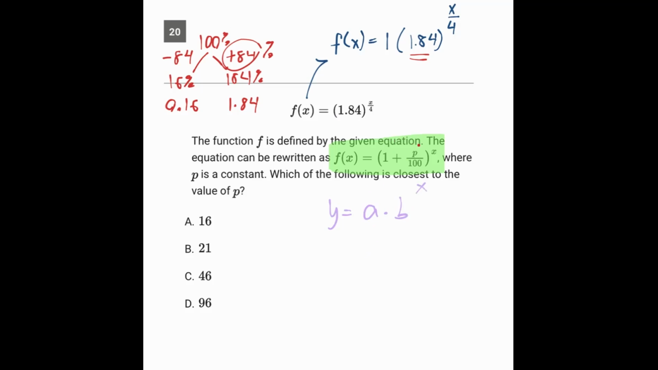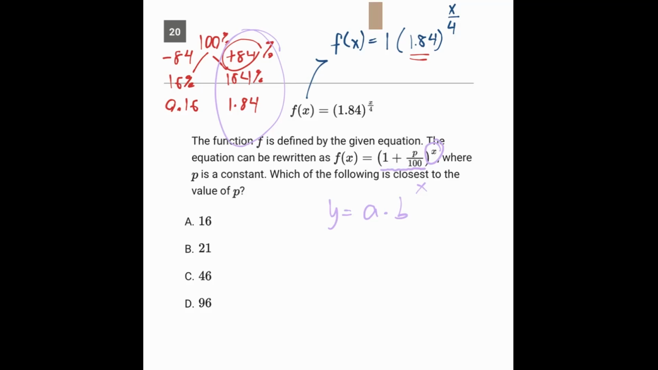Now this part in here, the 1 plus p over 100, that's just a fancy way of doing what we were doing here. So 100 plus 84% would be 184%, which is 1.84. So just imagine here that p were 84 over 100. This would all be 1.84. So now we're basically just being asked here, by what percent is this thing going up in the situation of a function where x is just increasing by 1?